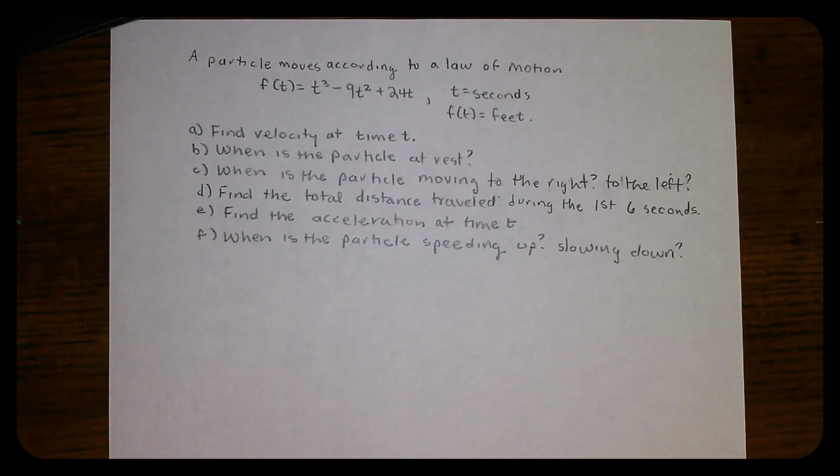but this is really, really important. So, okay, a particle moves according to a law of motion, straight line motion, and it's f of t equals t cubed minus 9t squared plus 24t, and t is in seconds, and f of t is in feet. So this is a position function. And we want to do the following things. We want to find the velocity at time t. We want to find when the particle is at rest.